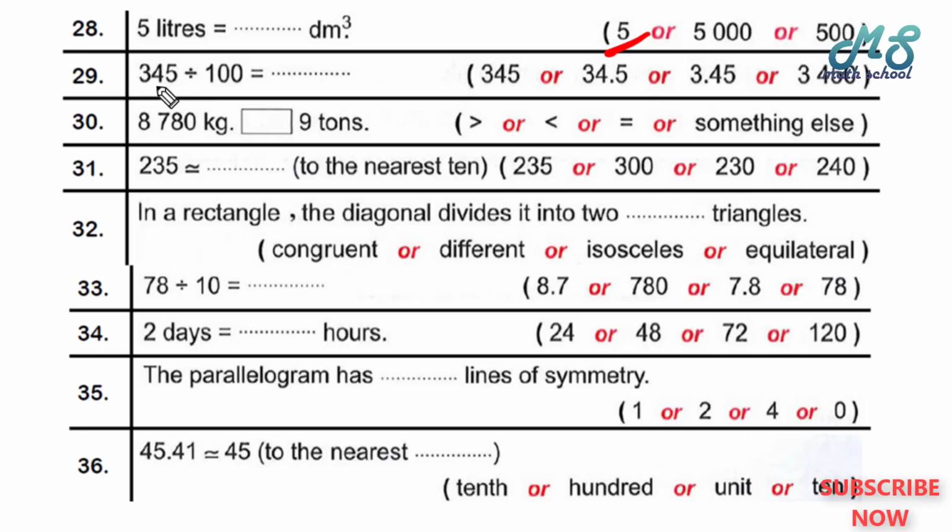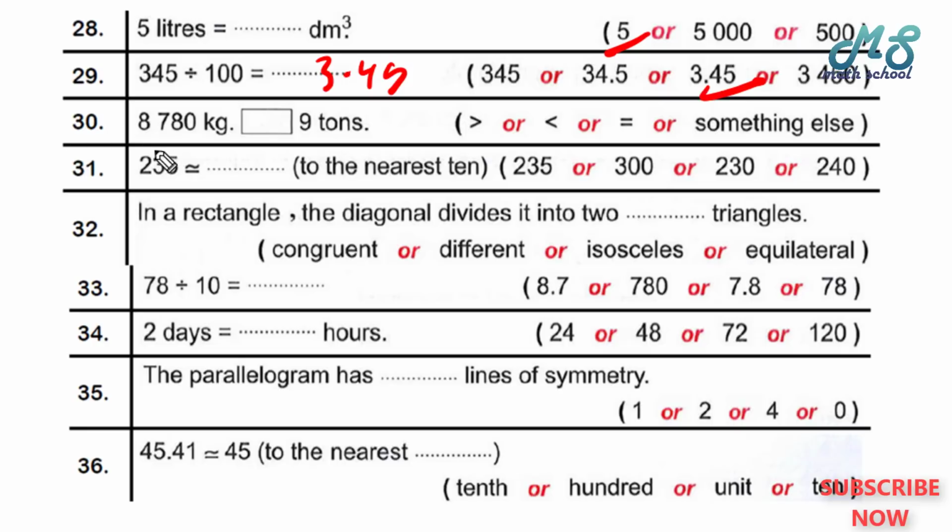Next, Mister. 345 divided by 100. Just insert the decimal point after 2 digits from the right. We get 3.45. So the answer is 3.45.